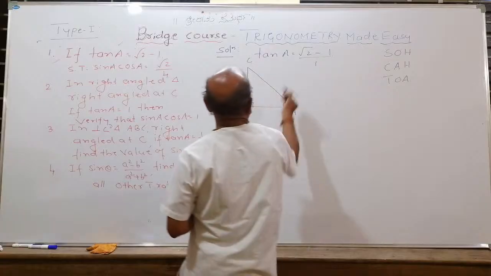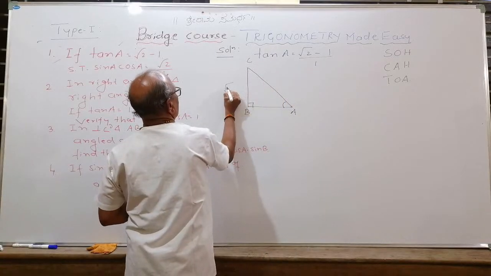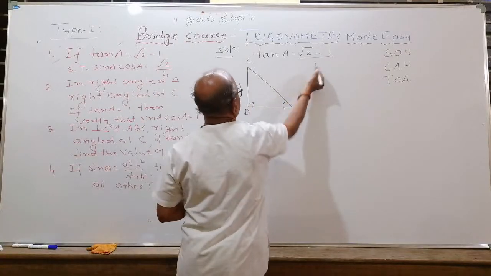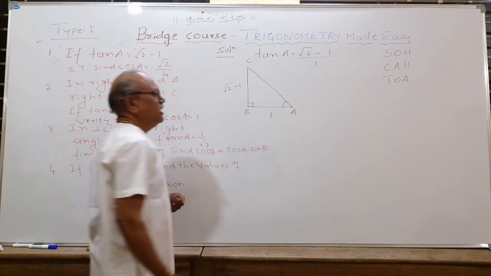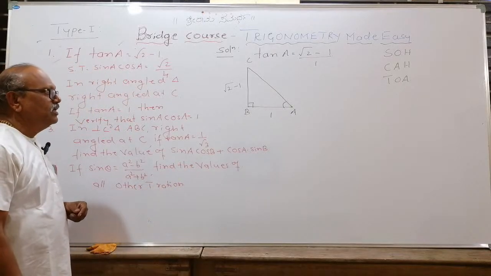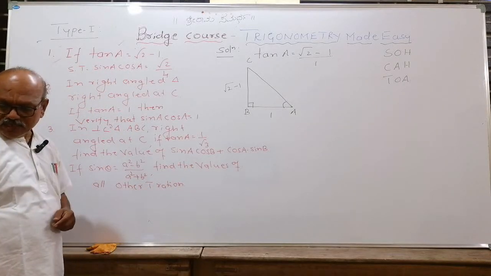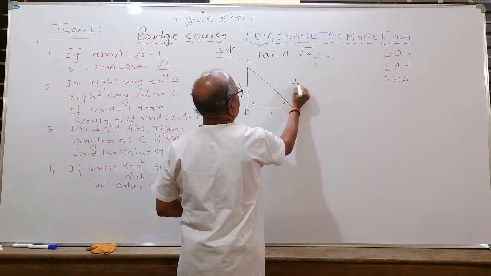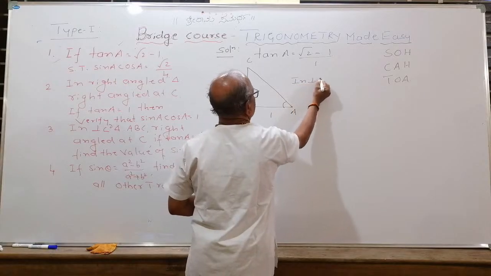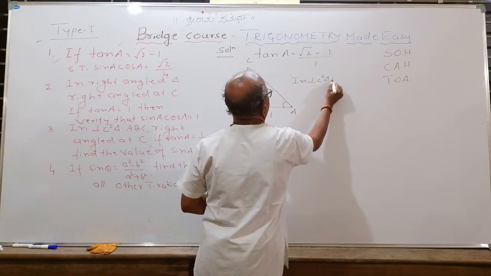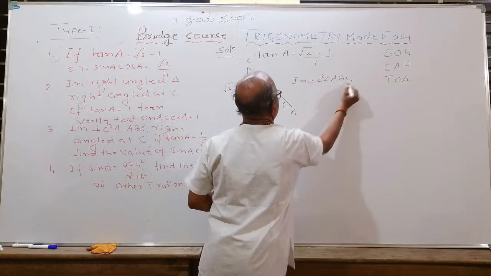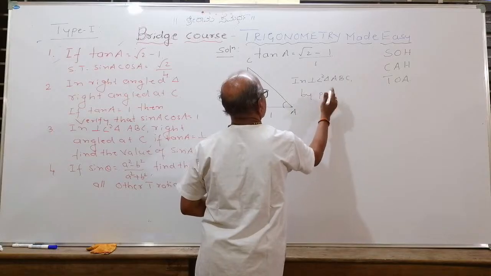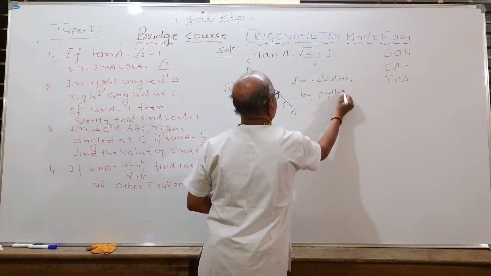Recall, tan A is equal to root 2 minus 1. Opposite will be how much? Root 2 minus 1. Opposite to A will be root 2 minus 1. As a denominator, we will take it as 1. Nothing is given, we will take it as 1. Now, again you can apply Pythagoras theorem. What is Pythagoras theorem? In right angle triangle ABC, by Pythagoras theorem.